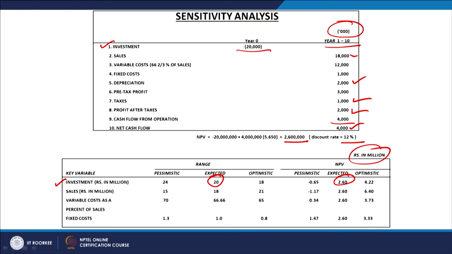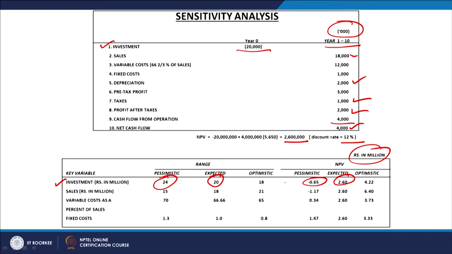But when you change only one variable at a time. If you change the investment and move towards the pessimistic side, and do not expect that only 20 millions will be required to be invested, we can say 24 millions will be required to be invested. So, when investment goes up by 4 millions, other factors remaining the same, we are not changing, the NPV of the project becomes negative, that is by 0.65 million the NPV of the project is negative.